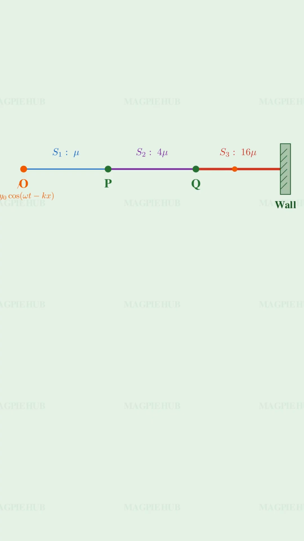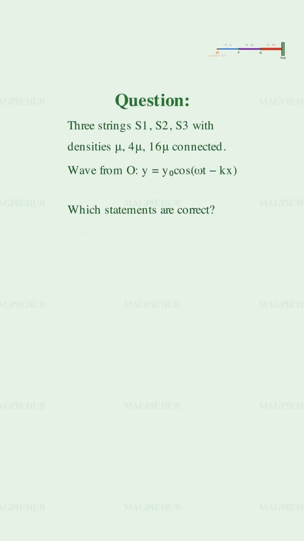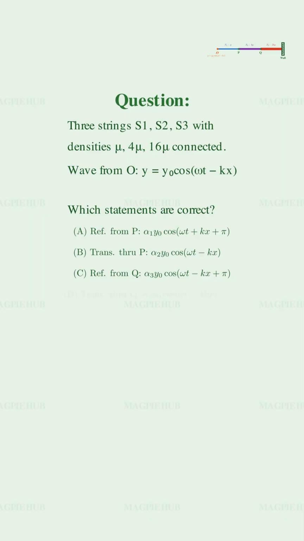The wave generated at O is y equals y0 cosine of omega t minus kx. The question asks, which of the following statements about the reflected and transmitted waves at junctions P and Q are correct? Option A, the wave reflected from P is alpha 1 y0 cosine of omega t plus kx plus pi. Option B, the wave transmitted through P is alpha 2 y0 cosine of omega t minus kx. Option C, the wave reflected from Q is alpha 3 y0 cosine of omega t minus kx plus pi. Option D, the wave transmitted through Q is alpha 4 y0 cosine of omega t minus 4 kx.